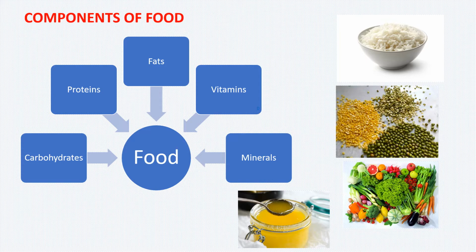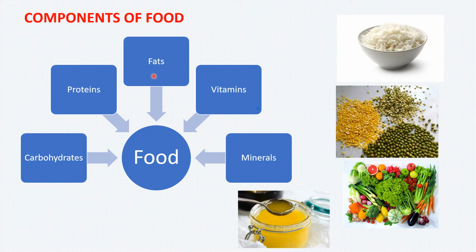Food mainly consists of carbohydrate, protein, fats, vitamins and minerals. So these are the 5 components we can see in a food. Carbohydrate rich food, one example is rice. Protein rich food, example different types of pulses, like moong dal, urad dal. These are the protein rich food.